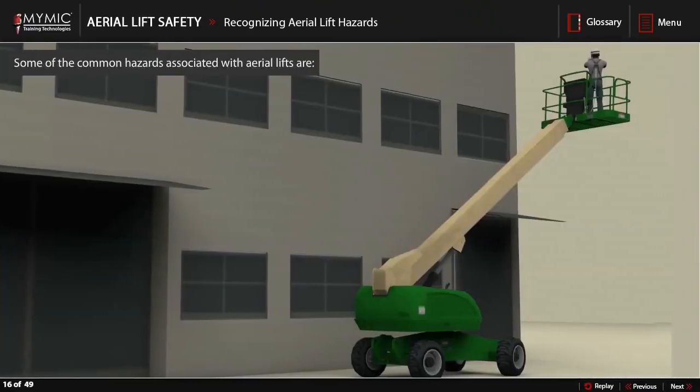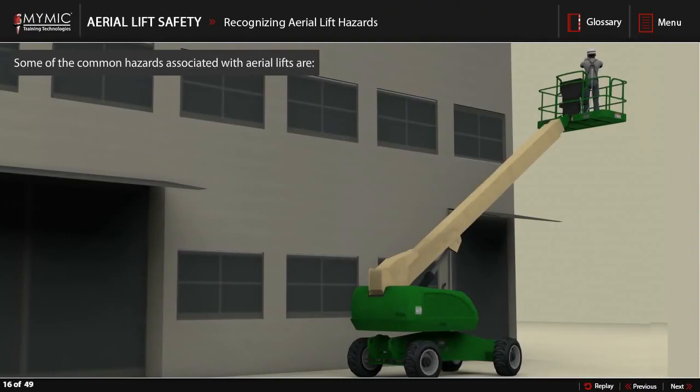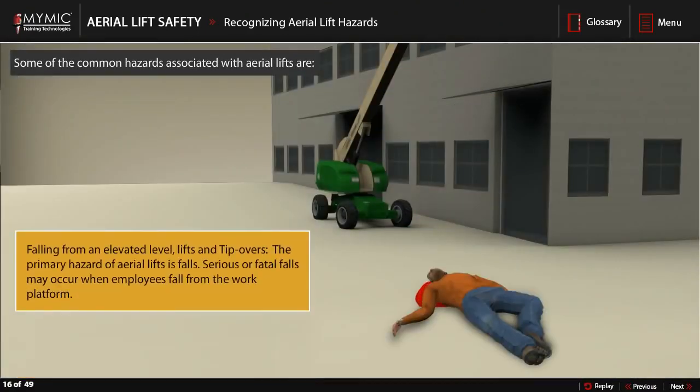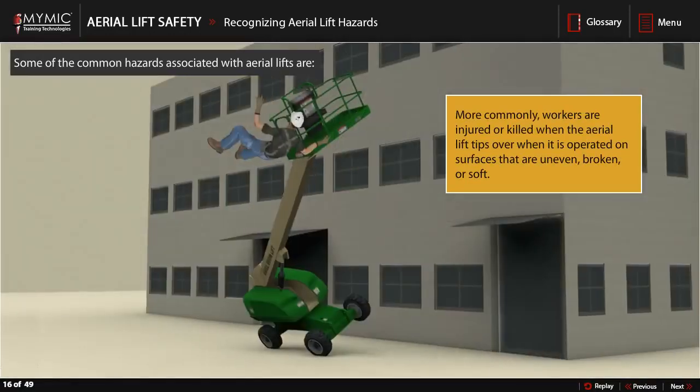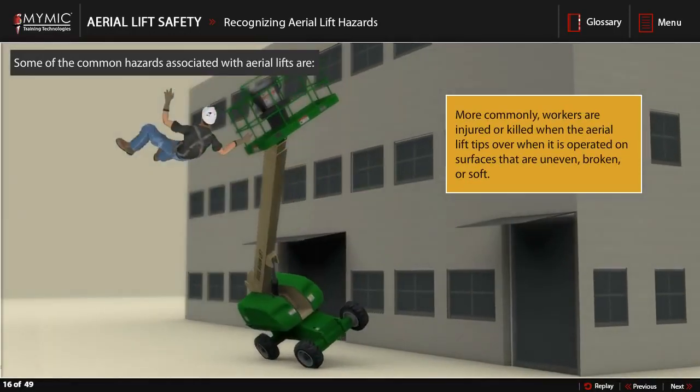Some of the common hazards associated with aerial lifts are falling from an elevated level, lifts, and tip-overs. The primary hazard of aerial lifts is falls. Serious or fatal falls may occur when employees fall from the work platform. But more commonly, workers are injured or killed when the aerial lift tips over, when it is operated on surfaces that are uneven, broken, or soft.